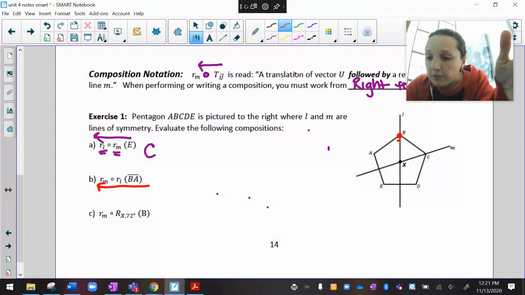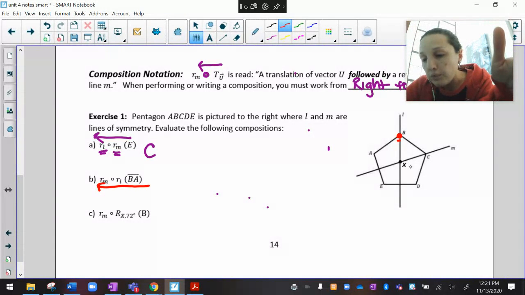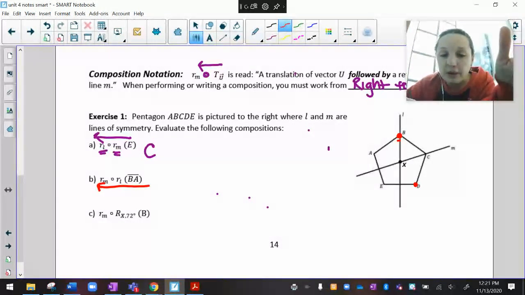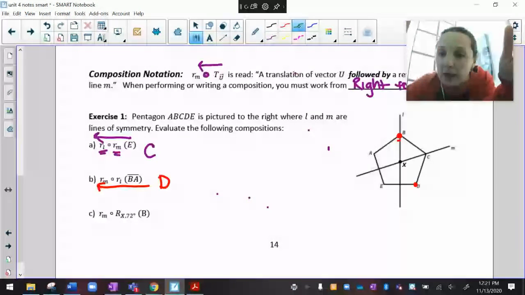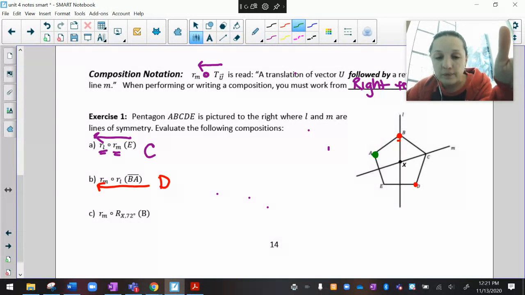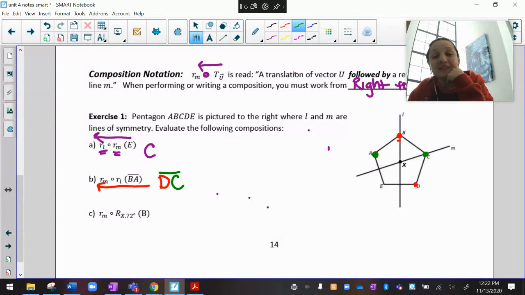Then after that, I'm going to fold along M. So I'm going to tilt my head and think about if I folded along line M, B would fold over and become D. Now I got to do the same thing with A. So A started here. A, I have to flip over L because it says to do that first. That becomes C. Then I reflect C over M and it doesn't go anywhere because it's on M. So BA becomes DC.